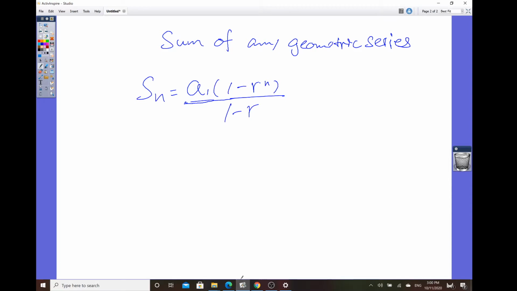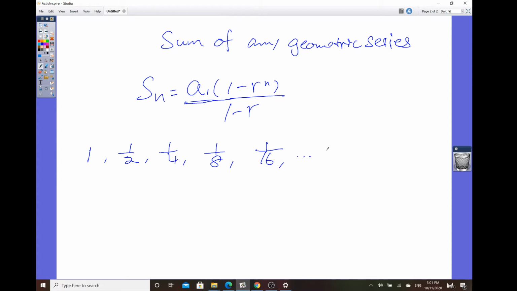Okay, so let's go to this one. The way to find the sum of any regular geometric series would be this formula right here: a sub 1 times 1 minus r to the power of n, over 1 minus r. If it's an infinite geometric series, that means you start with 1, and then the next numbers are 1/2, 1/4, 1/8, 1/16.